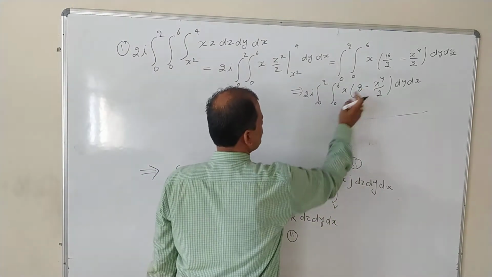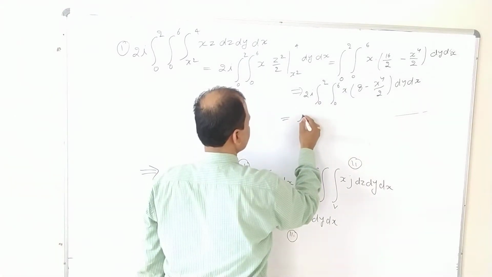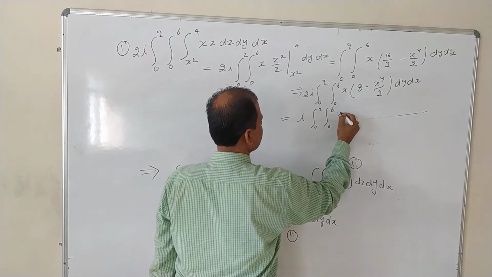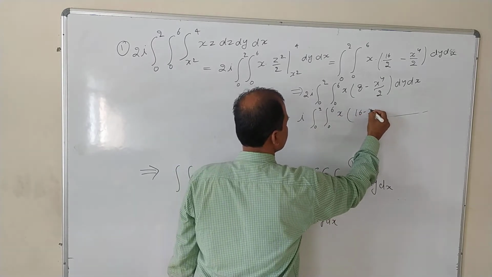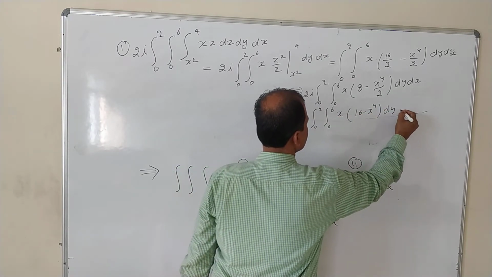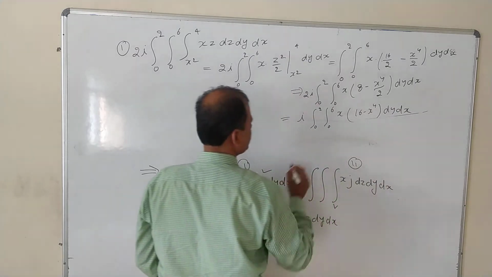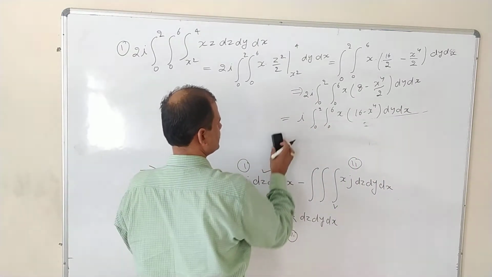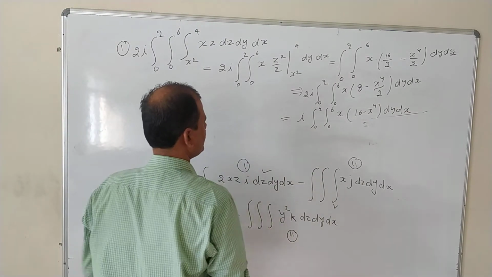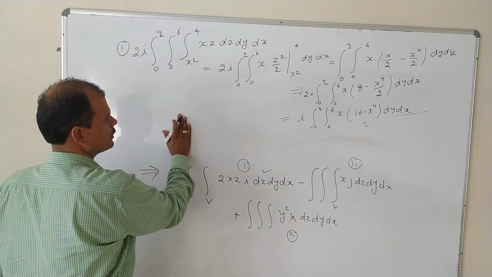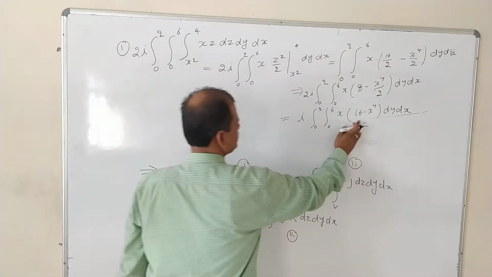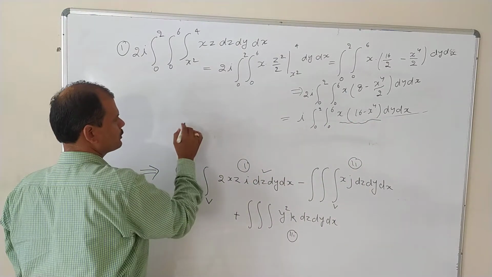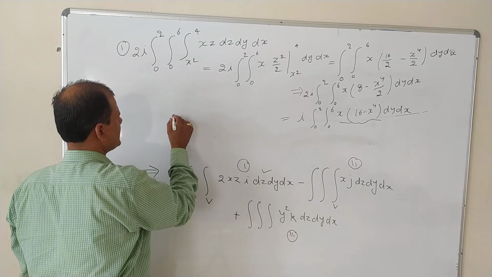So this 2, if you multiply, it will be cancelled, so we get the integral 0 to 2, 0 to 6, x into 16 minus x power 4 dy dx. I have this 2, and cancel this 2, so we get this, fine. Now we integrate with respect to y. Here this is the constant with respect to y, so we get only 6 minus 0.